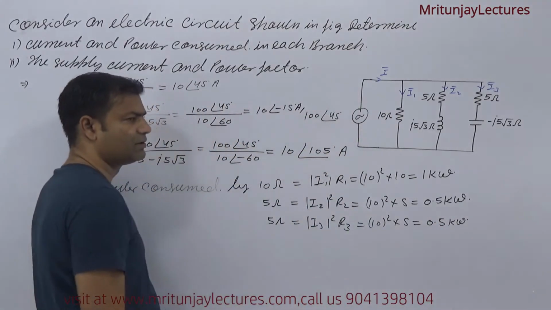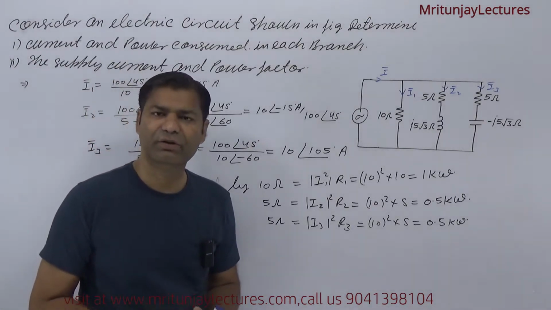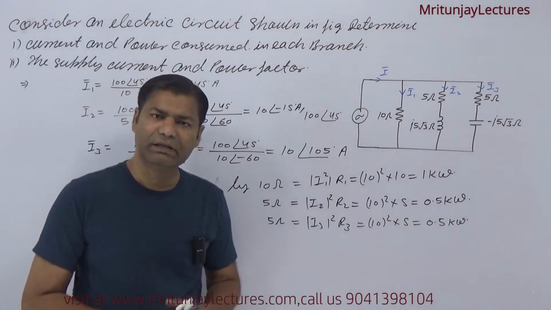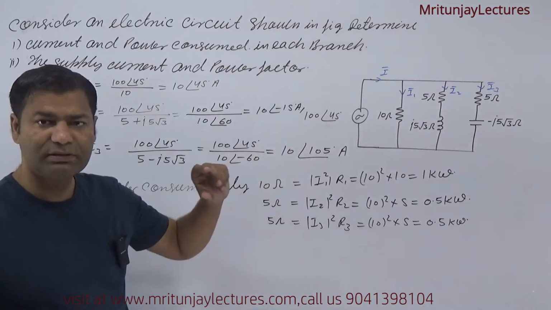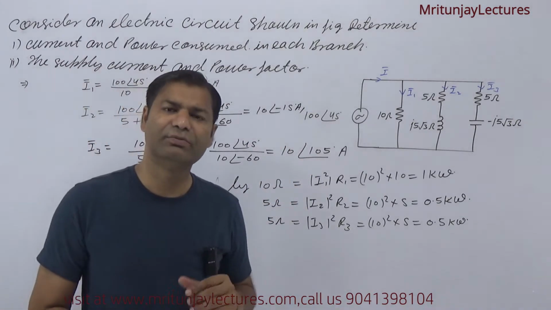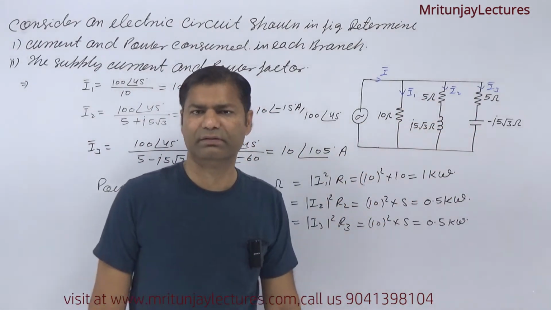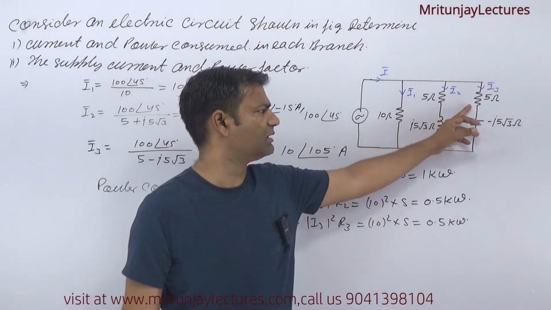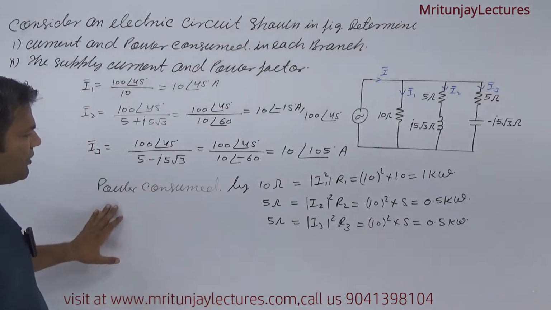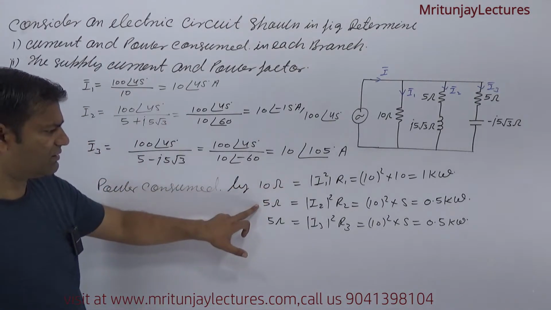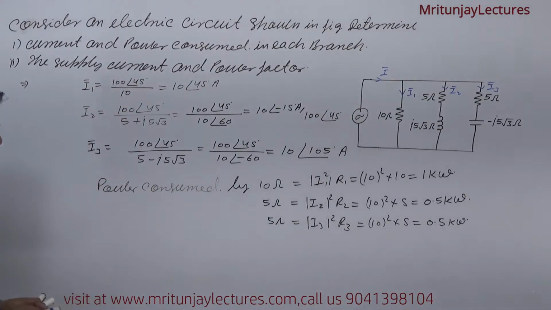Clear? According to the question, the power consumed in each branch is only by the resistance, that's why we determine current squared into resistance. If you determine the power consumed by the whole circuit, then add I1 squared R1, I2 squared R2, and I3 squared R3. So the power consumed in each branch is like this. Now the next target is the supply current and power factor.